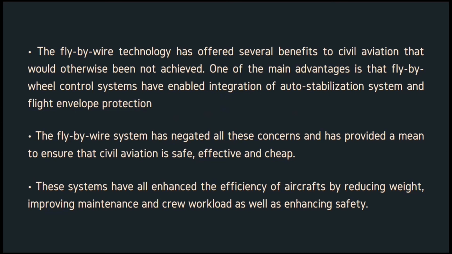All of this thanks to Airbus for introducing the fly-by-wire system.